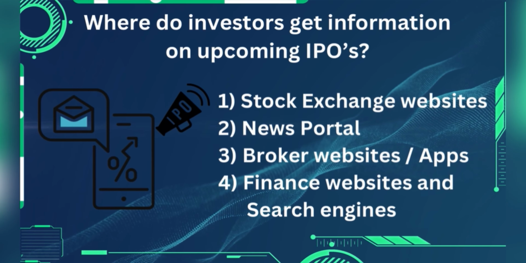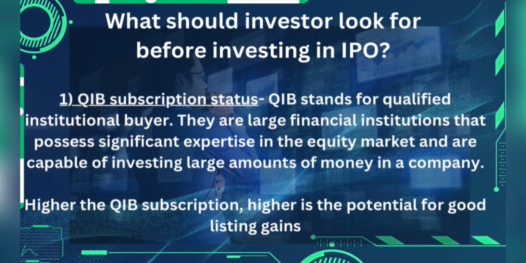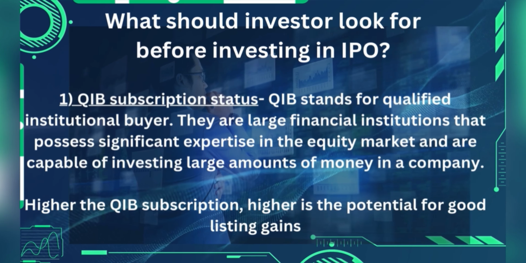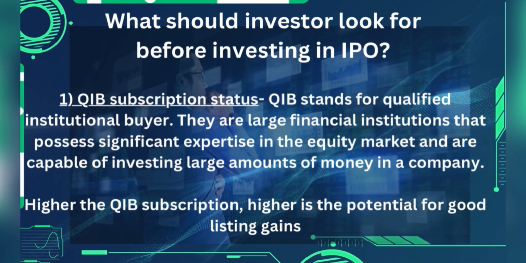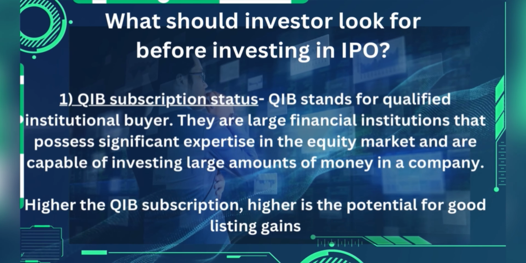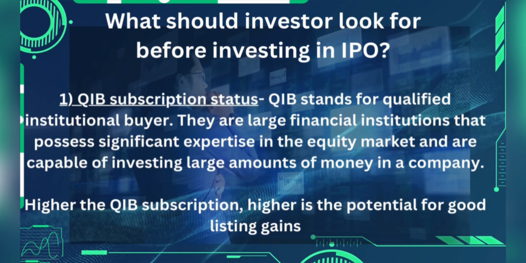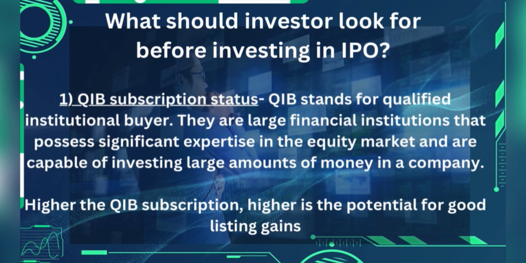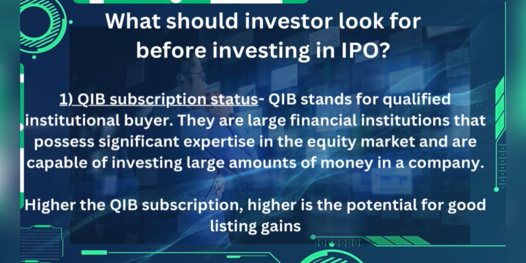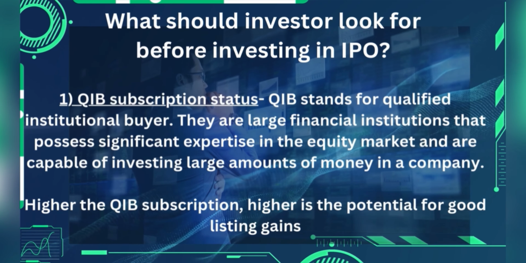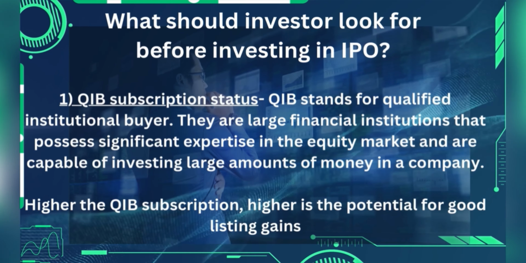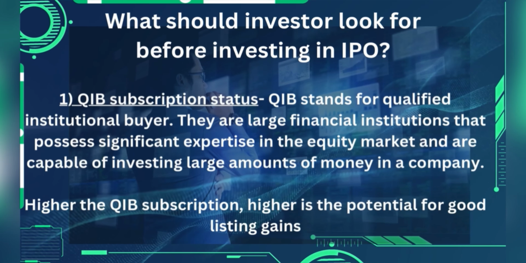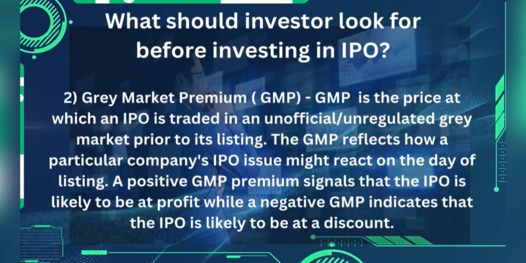But the question is, how to apply for the correct IPO? Two key factors that one may look into are, first, QIB subscription. QIBs are a category of investors in the initial public offering of a company. They are large financial institutions that possess significant expertise in the equity market and are capable of investing large amounts of money in a company. The higher the QIB subscription, the higher the chance of potential gains by applying in an IPO.